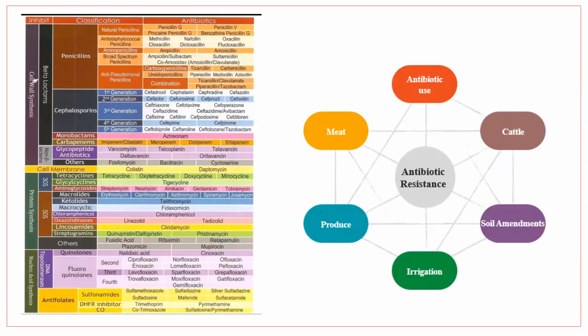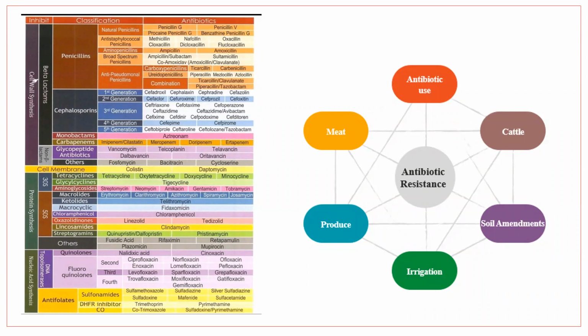This chart shows the different classes of antimicrobials or antibiotics that are used. Some target cell wall synthesis, some target protein synthesis, and some target nucleic acid synthesis. Some of the names here, we probably know them. The penicillins are very common, tetracyclines are very common, streptomycins are very common. These are all the antibiotics and all the different classes that are used.